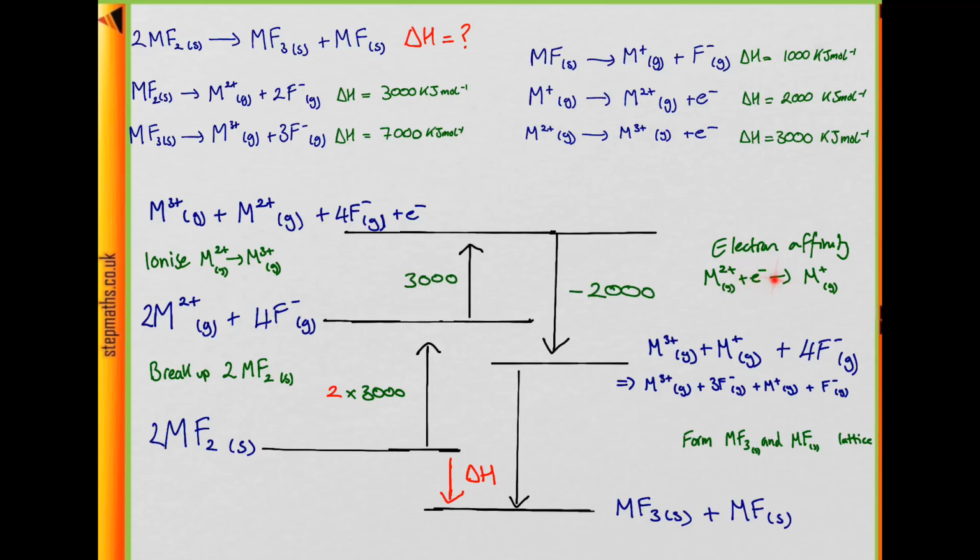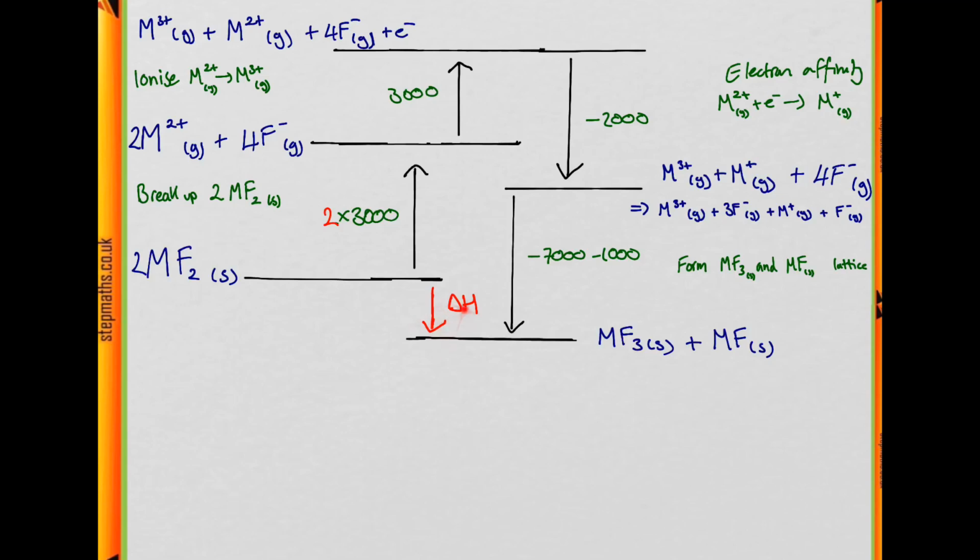The electron affinity of M2+ going to M+ is minus 2,000, the opposite of the ionization. And finally, forming the MF3 and MF lattices have the values of minus 7,000, as it is the opposite of this reaction, and minus 1,000, as it is the opposite of this reaction.